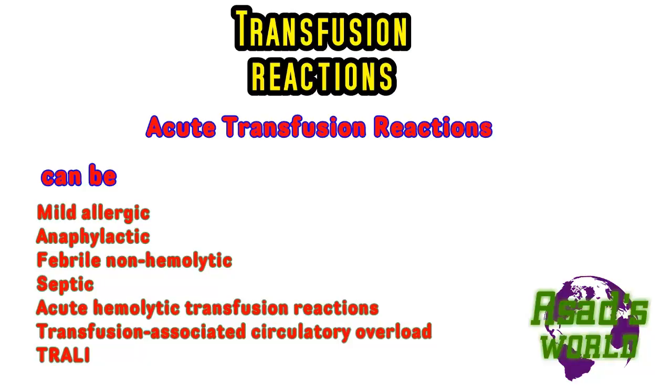Now in acute transfusion, a septic reaction may also occur, caused by bacteria or bacterial byproducts. Acute hemolytic transfusion reactions can also occur, and they result in intravascular and extravascular hemolysis. Transfusion associated circulatory overload can also occur, and it occurs when the volume of the transfused component causes volume overload. And as already mentioned, TRALI can also occur in acute transfusion reactions.